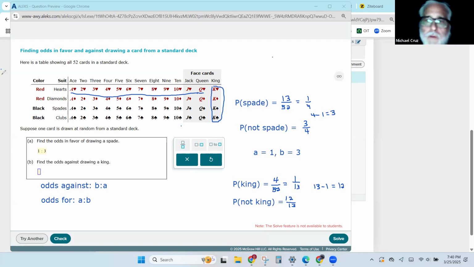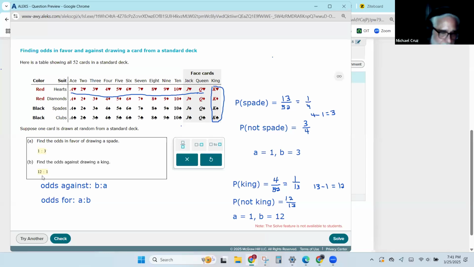So then we can do the same thing here. A is equal to 1, B is equal to 12. So they want odds against. Odds against is B to A. So 12 to 1. And it's no accident, again, that the 12 and the 1 add up to get you back to your original denominator.